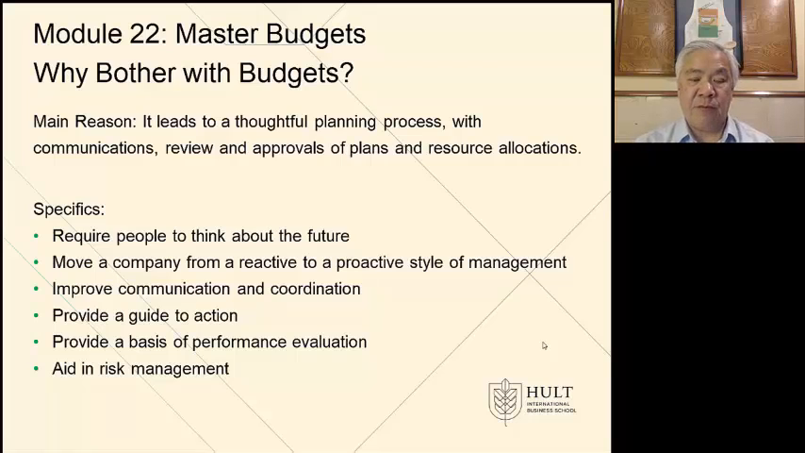They can move a company from reactive to proactive style of management because we're looking forward instead of waiting for things to occur. We're going to improve communication and coordination because we're going to have department heads talking to their bosses and perhaps have dialogue across departments to coordinate what's going to happen in next year's activities and therefore the budgets. It provides a guide to action.